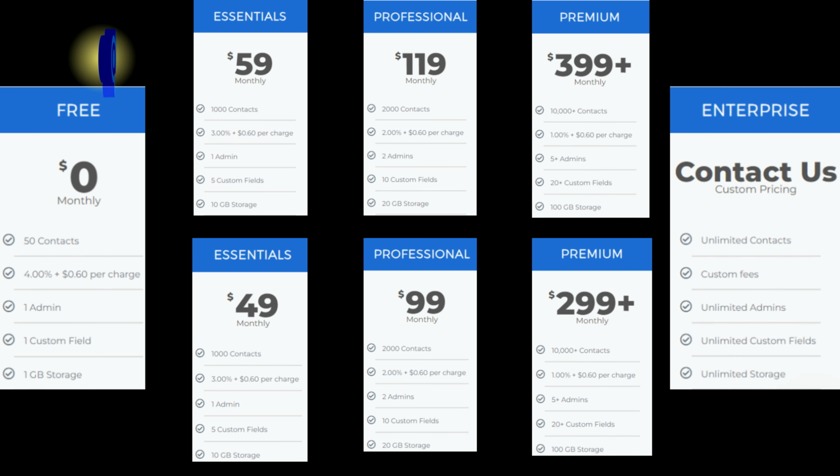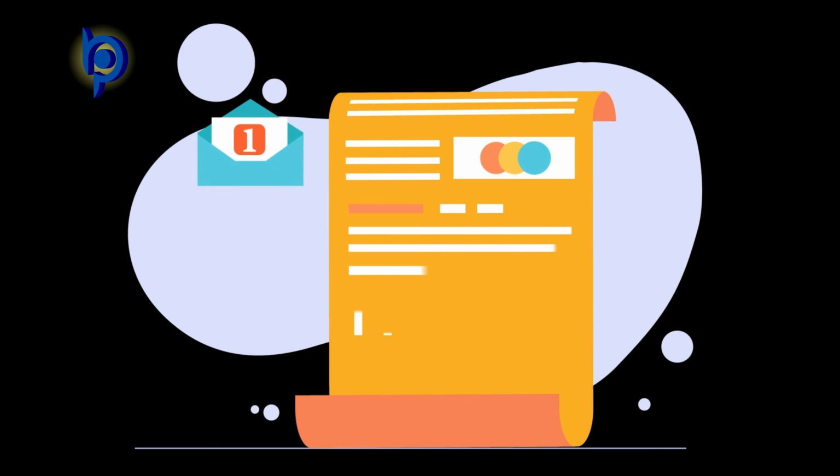And Enterprise: everything is unlimited. This is a custom plan. That means you should contact them for this plan. But they have some lifetime deals.